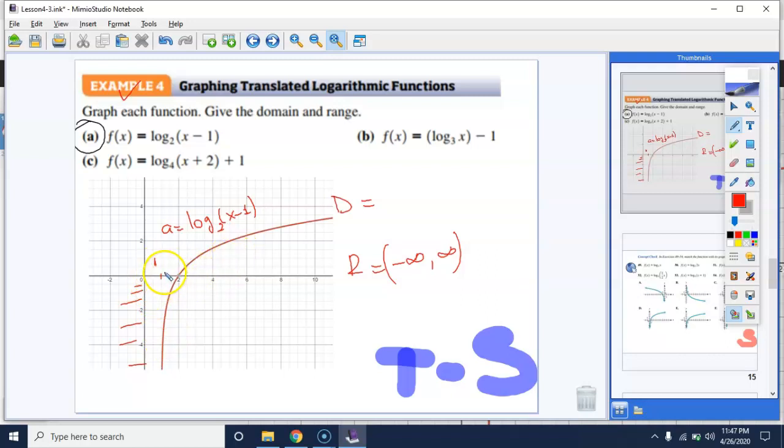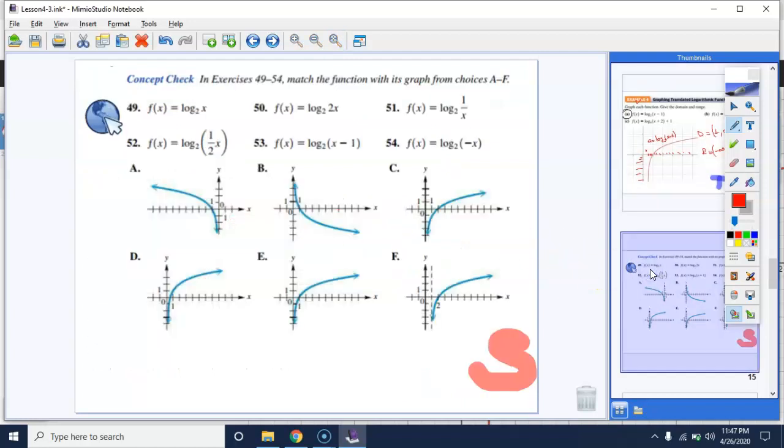So my domain is going to start from here. It's going to go like this, there's no way to include the other side. So I'm going to start with 1, and it's going to go all the way to positive infinity. But there's no way for this graph to touch 1. You can see that clearly on the Desmos. Just zoom in, you will see it better. And here, just use Desmos and match the function with its graph from choice A to F. Graph each and see which graph it corresponds to.